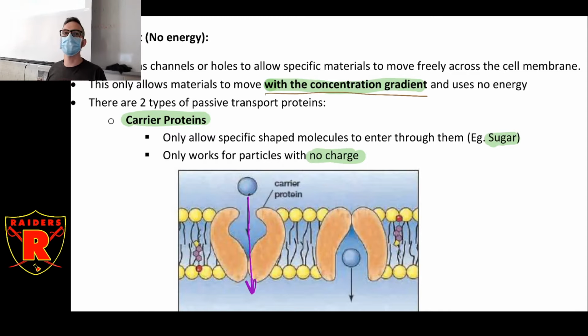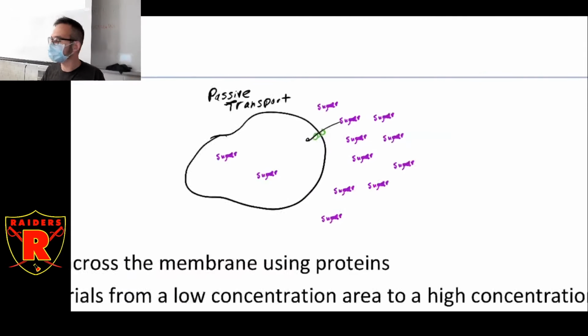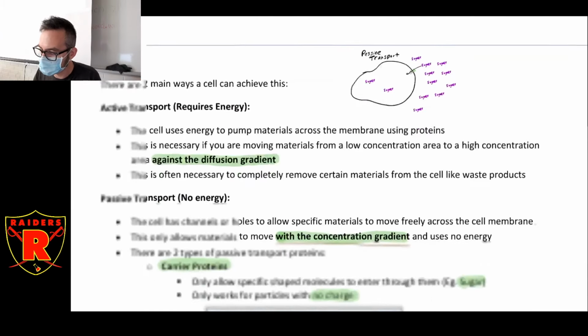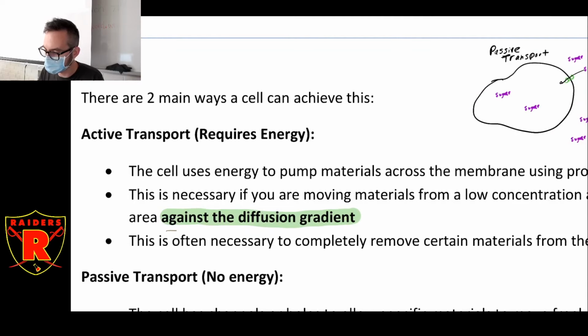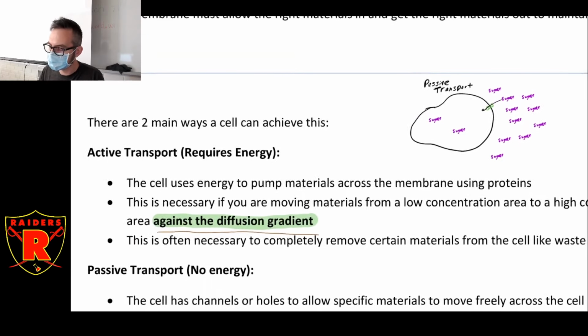But sometimes your cells don't want to just go with the flow. They don't want to just let stuff in. They actually have to pump stuff against the gradient. So a good example of that is when your cell makes waste products, there's always going to be very low waste inside the cell because you don't want waste inside the cell. You want the concentration of waste to be zero. So in order to get the concentration of waste to be zero, you have to pump stuff. It's like a water pump. You have to pump the waste out of the cell to get the concentration as low as you possibly can. So in order to do that, against the diffusion gradient, you need an active transport pump.